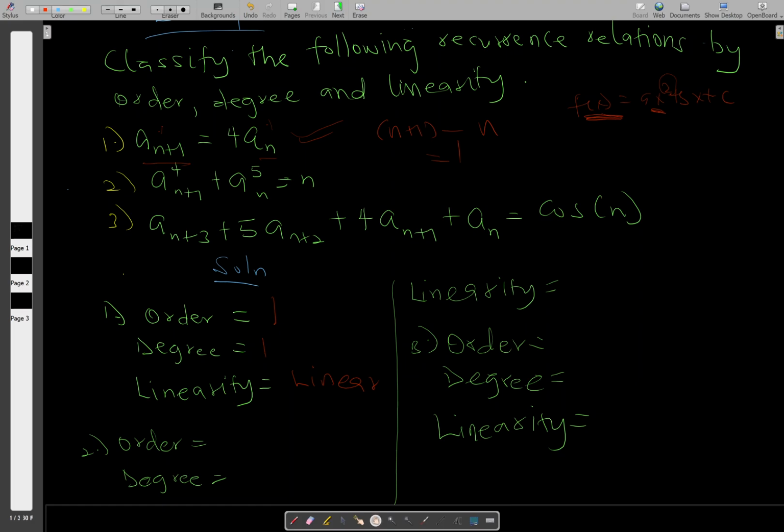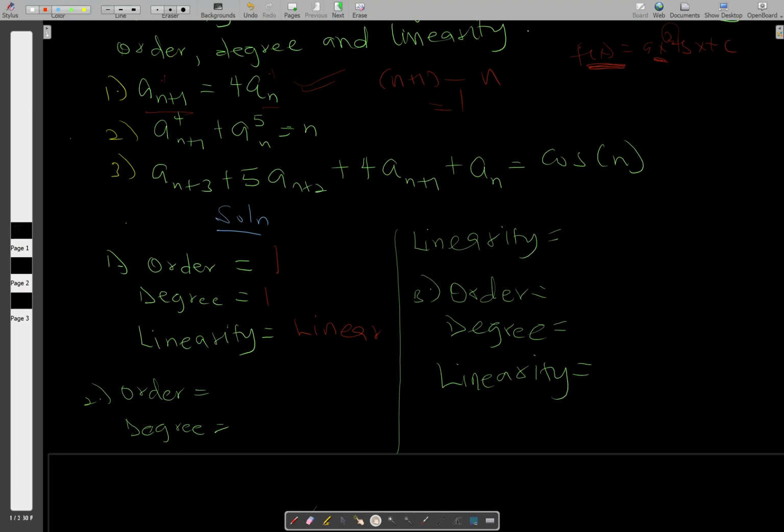Let's move on to the next question. Now we also have another question. Let's consider the order. We have the n plus 1 term, and also the nth term. The difference is n plus 1 minus n, which gives you 1. Let's check the degree. We have 4 here, we have 5 there, and 5 is greater than 4. Therefore, the degree is 5. Since the degree is more than 1, then we say that the recurrence relation is non-linear.